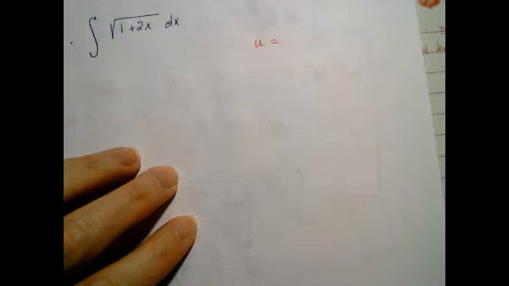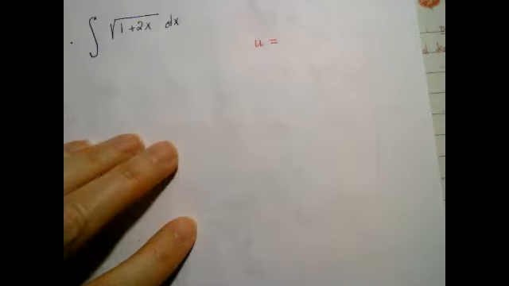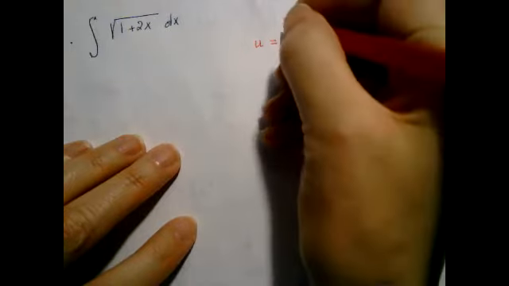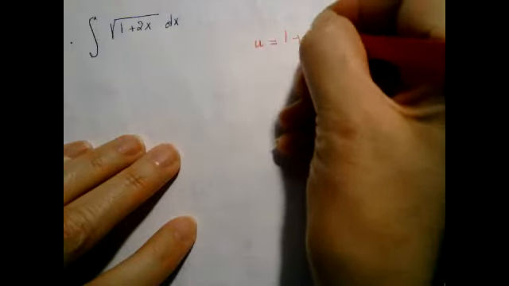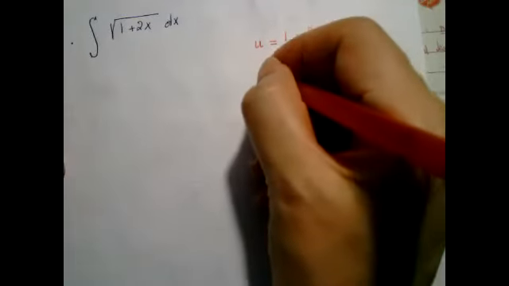Okay, are you ready? Matthew? Ready? Oh, I didn't finish it yet. What was your u? Oh, for the u, I put what was underneath the square root. So it is 1 plus 2x. Yes. All right. So what's your du?